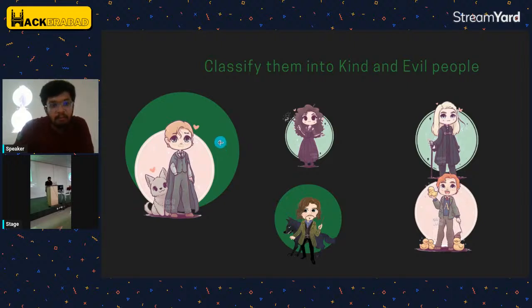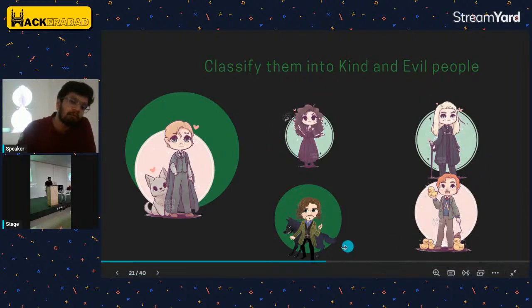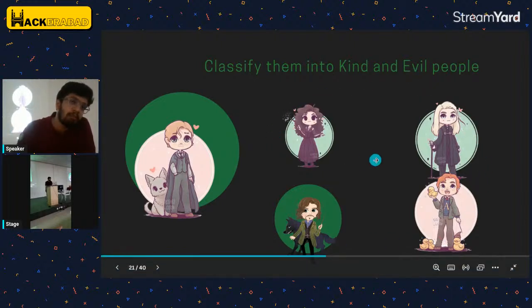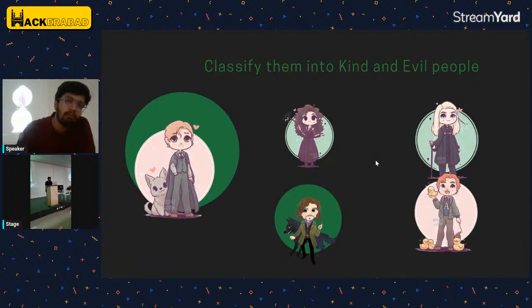We want to know there are two good people, kind people. There are two evil people. I want you folks to suggest who are good and who are evil. Suggestion: either evil or good. Good or evil? Okay.